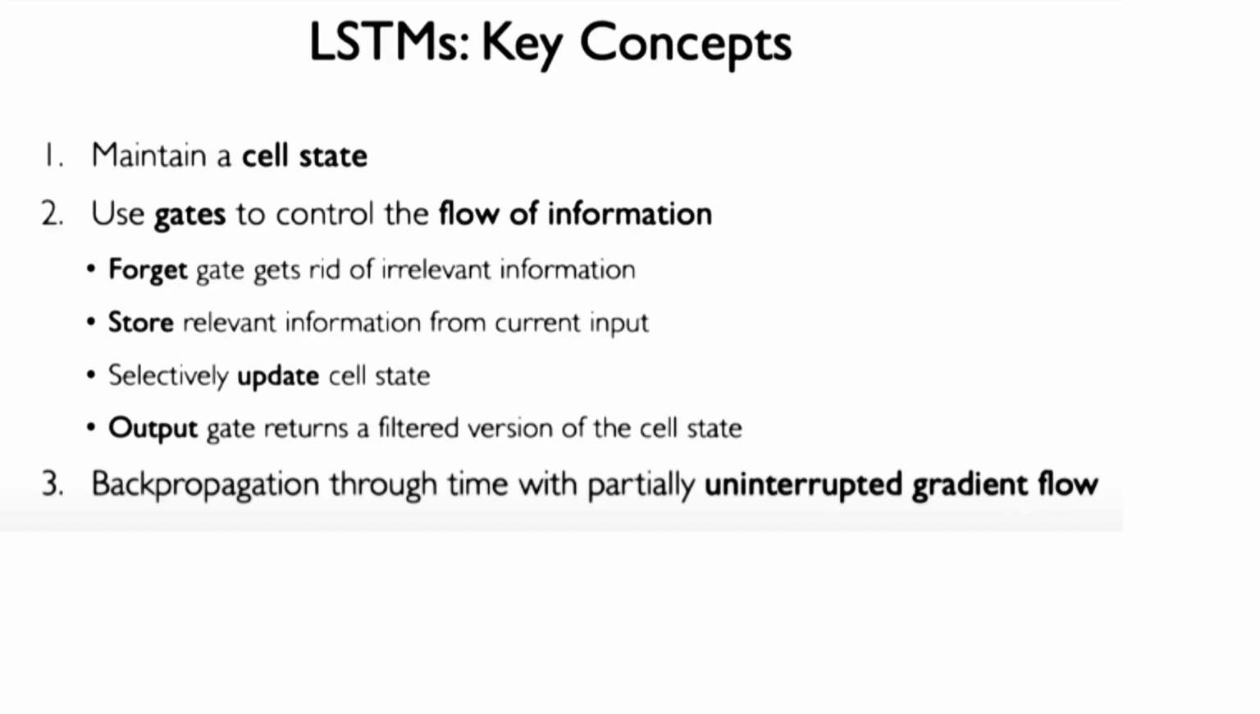So to recap, LSTMs are a powerful type of RNN that overcomes the vanishing gradient problem by using a sophisticated gating mechanism to control the flow of information. They're used in a wide variety of applications, and they're a key tool for anyone working with sequential data.